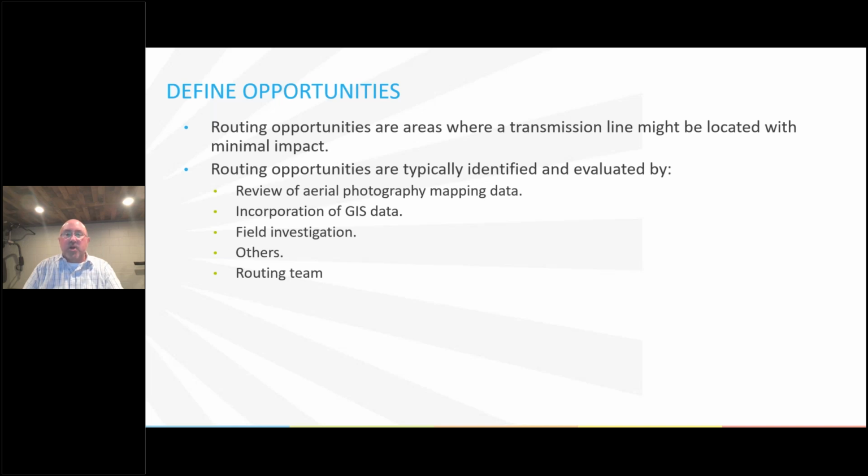So you need to define your opportunities as well. Routing opportunities are areas where a transmission line might be located with minimal impact. They are typically identified and evaluated by a review of aerial photography and other available mapping data, incorporation and consideration of available geographic information system data, field investigation of the study area, input from others familiar with the project area, and routing team experience with similar projects.